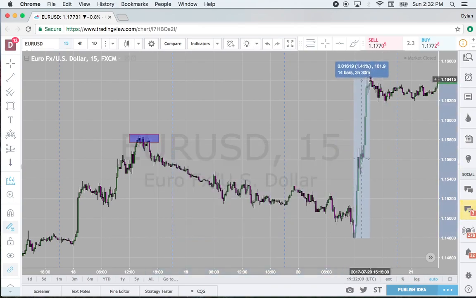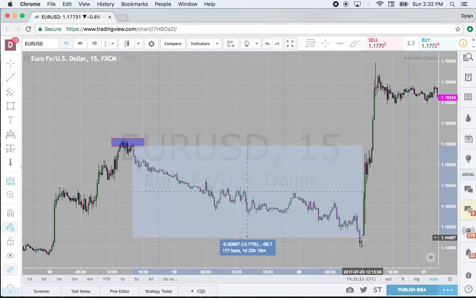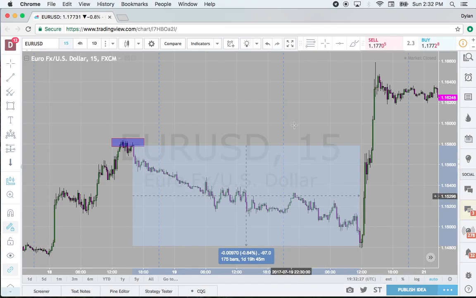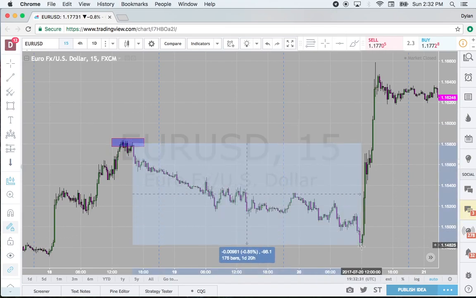For example, here they took that 100 pips back in 2 hours and 15 minutes. It took them 1 hour and 20 minutes to drop 100 pips. Excuse me. 1 day and 20 hours to drop 100 pips.